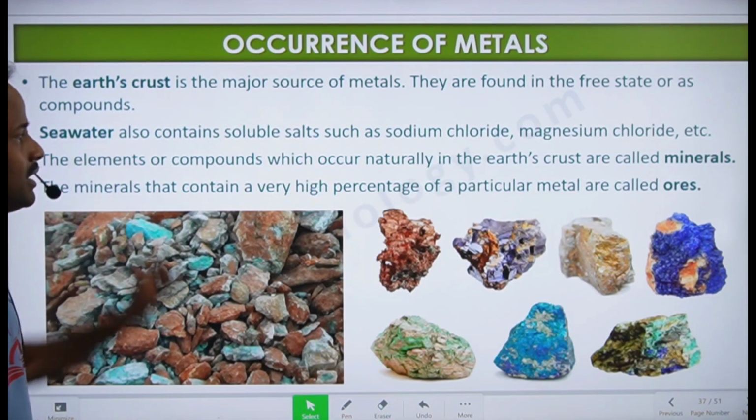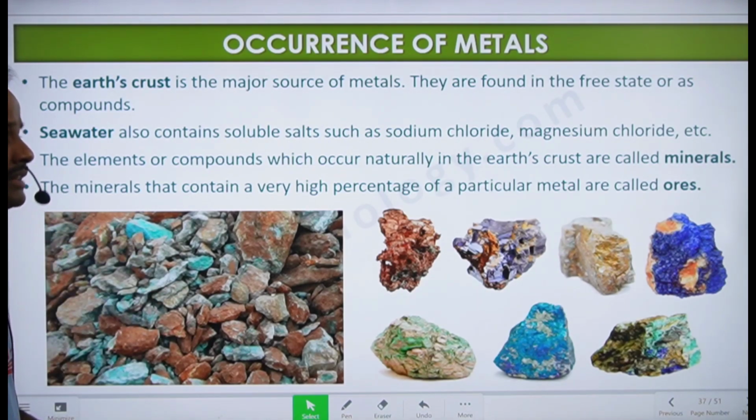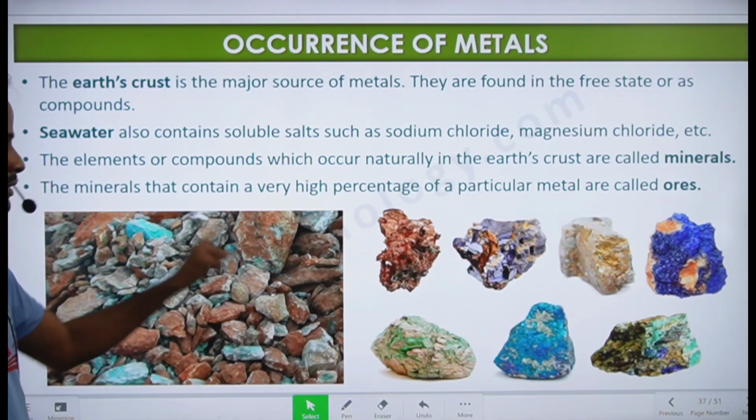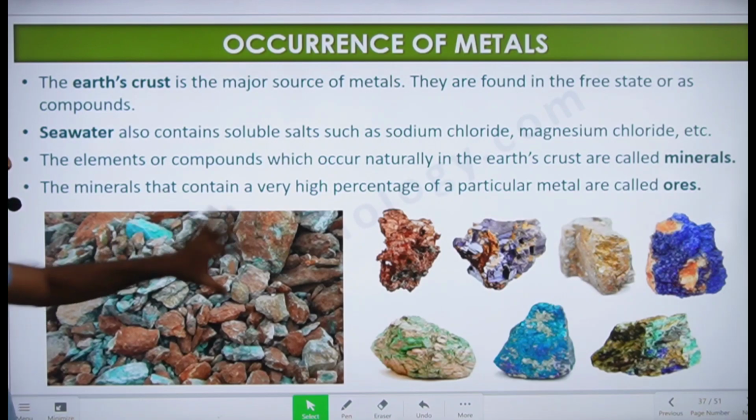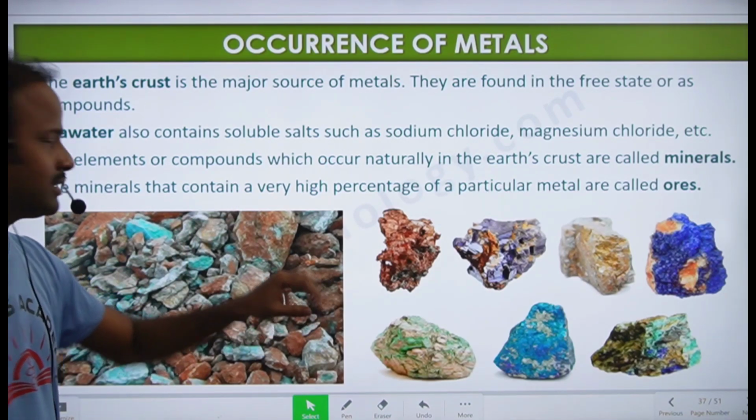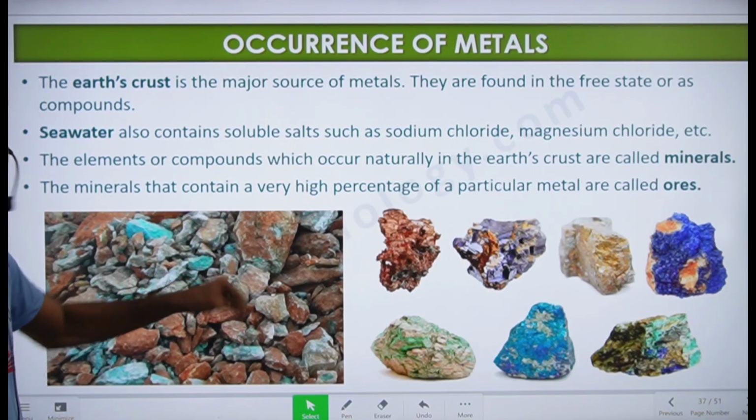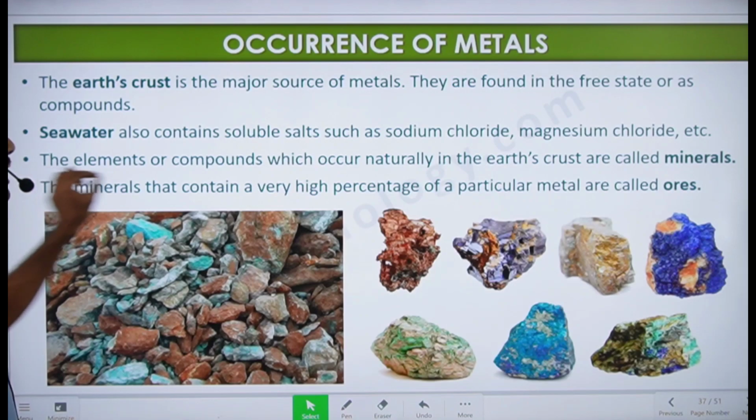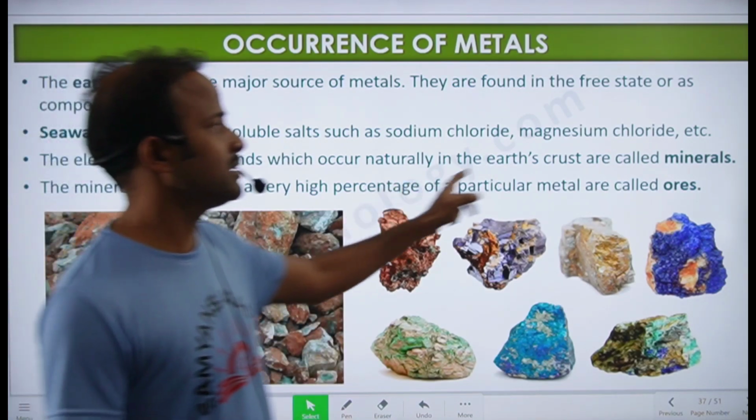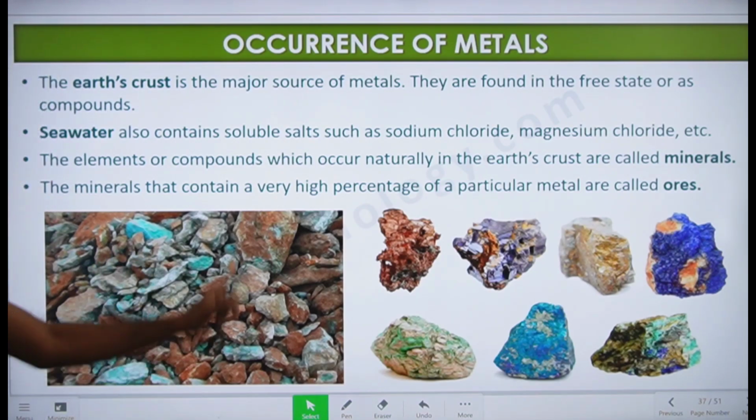Now, what is a mineral? Let us see. The elements or compounds which occur naturally in the earth's crust are called minerals, and these are the minerals. These occur naturally, and they are available in the earth's crust. Here we have some minerals.